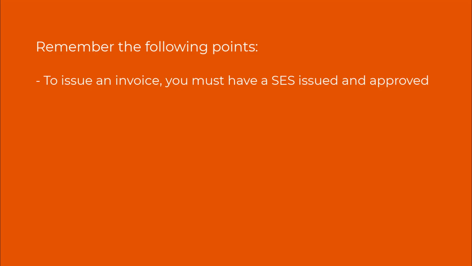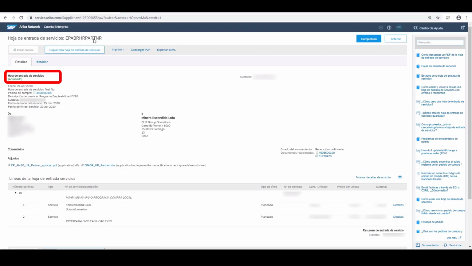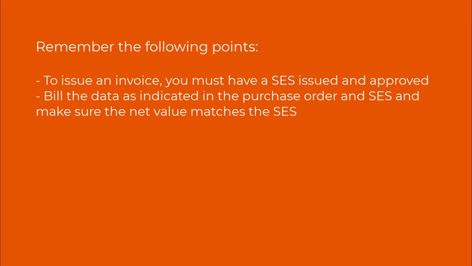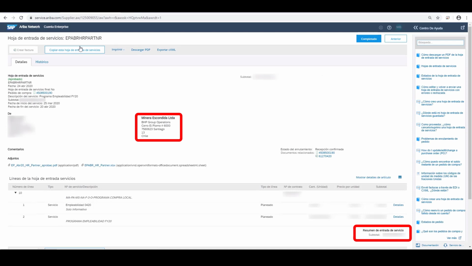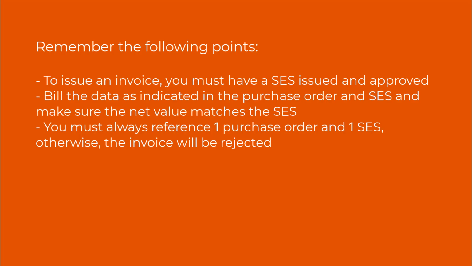In conclusion, remember the following points. You must have a CES issued and approved, otherwise the invoice will be rejected. To bill, you must enter the data as indicated in the purchase order and CES, and make sure the net value from the invoice matches the CES. You can only reference one purchase order and one CES.